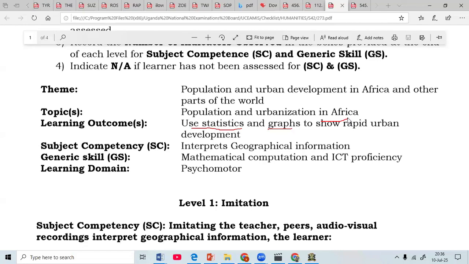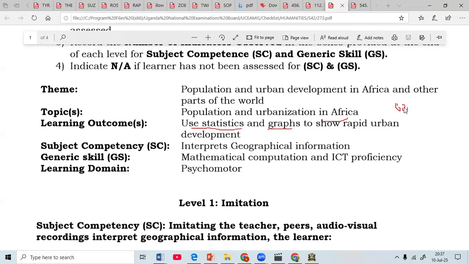So the tables show the different statistics, and check, can this learner extract that information? Does he understand the different statistics? When he sees the different figures, where maybe in brackets they have put 1,000, does he know what it means? Does he know where on the graph it shows that this area is densely populated?